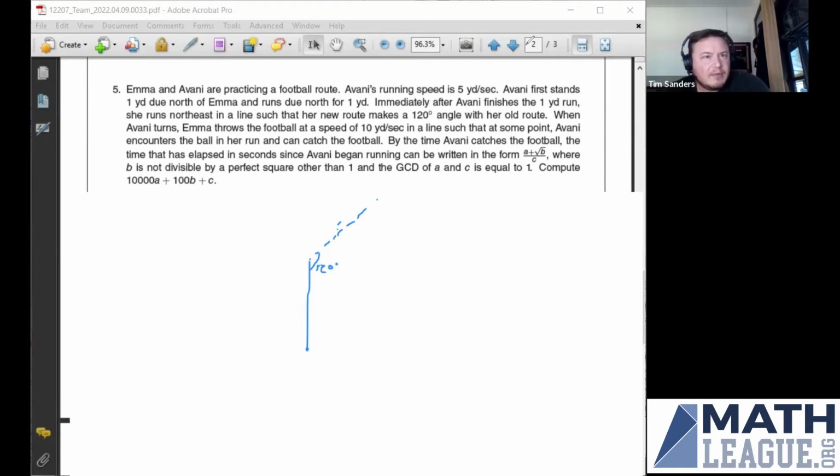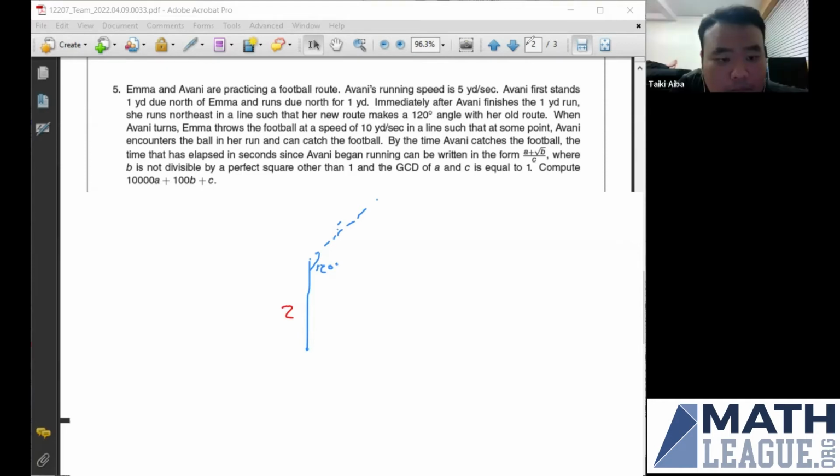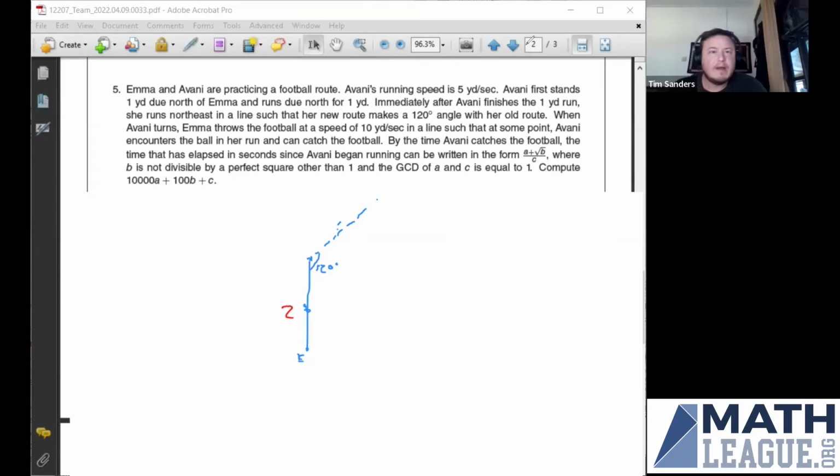So I think we're going to. Can I mark this as a 2 then? Am I reading your diagram correctly? Oh, right. Because they start 1 in this one. Yes. So if Emma starts, or Emma is here. I got an idea.